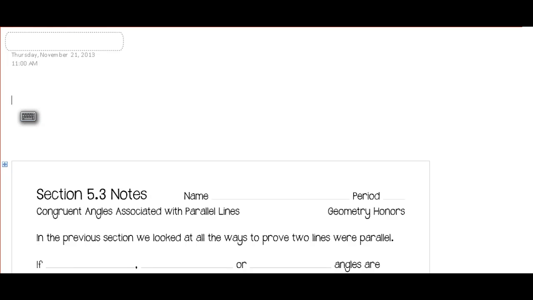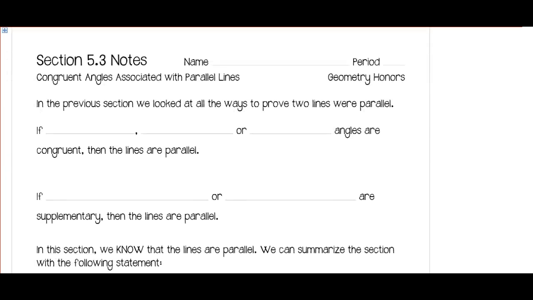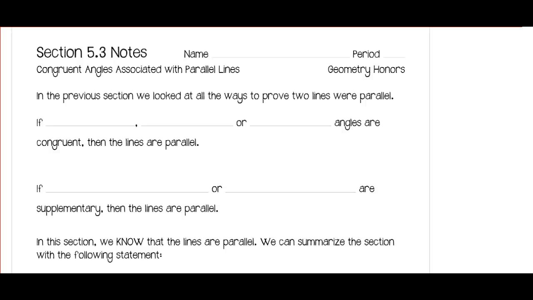Okay, this is Geometry Honors, Section 5.3. These are the video notes for today. So for this section, we're looking at congruent angles associated with parallel lines.